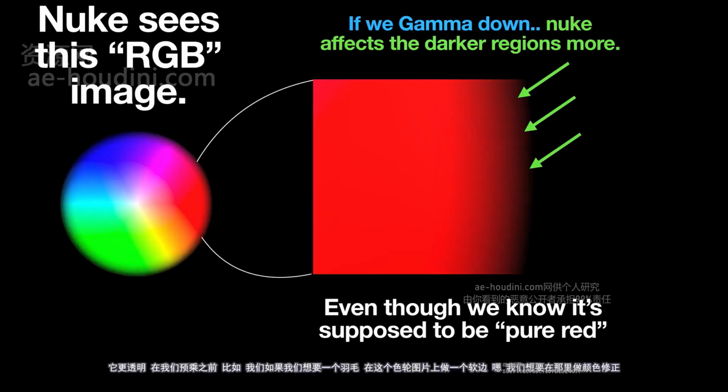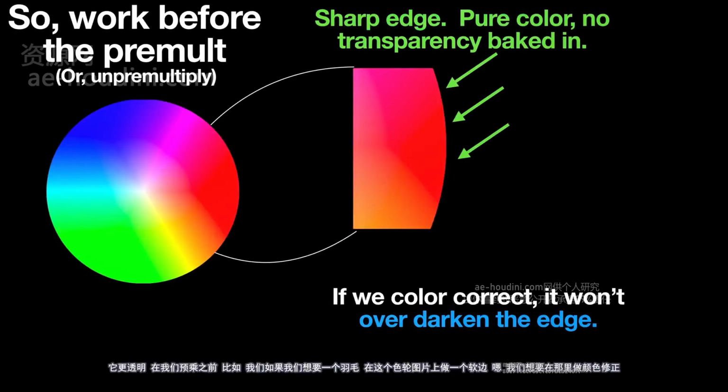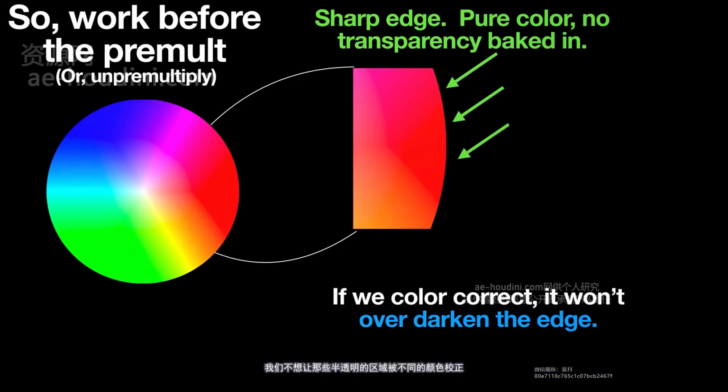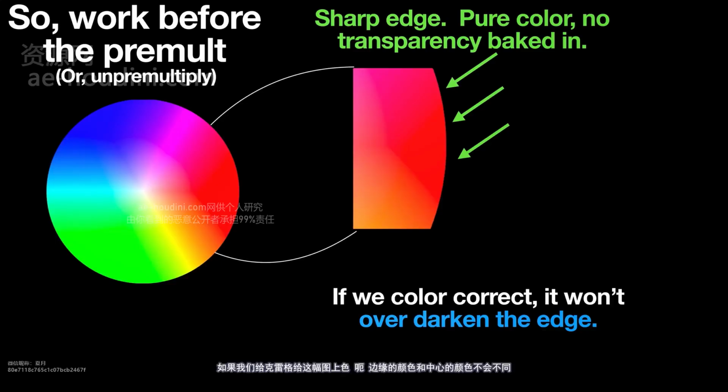It's more see-through. So before we pre-multiply, for example if we want to feather and make a soft edge on this color wheel picture, we want to do the color corrections there. We don't want those semi-transparent areas being color corrected differently, and that's in essence what causes this problem. Here we have a sharp edge, pure color, with no transparency baked in. So if we color correct this image, it's not going to darken the edges differently than the center colors.